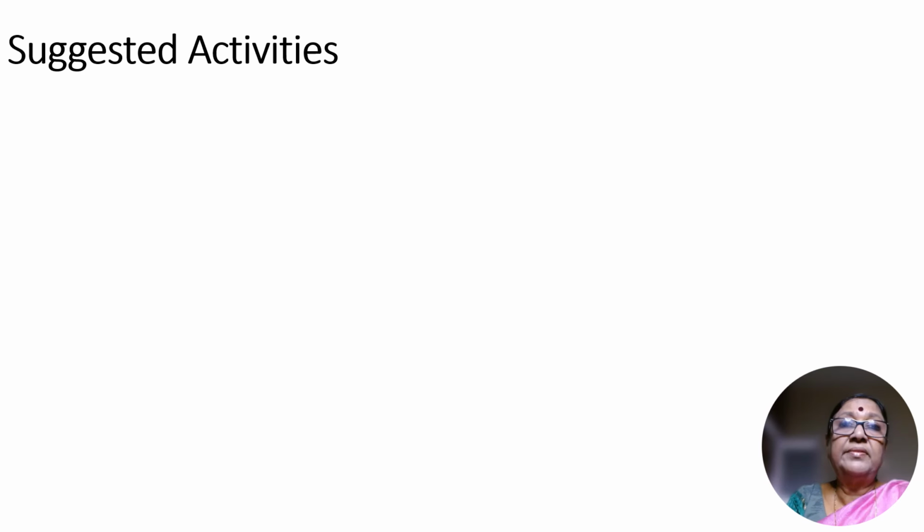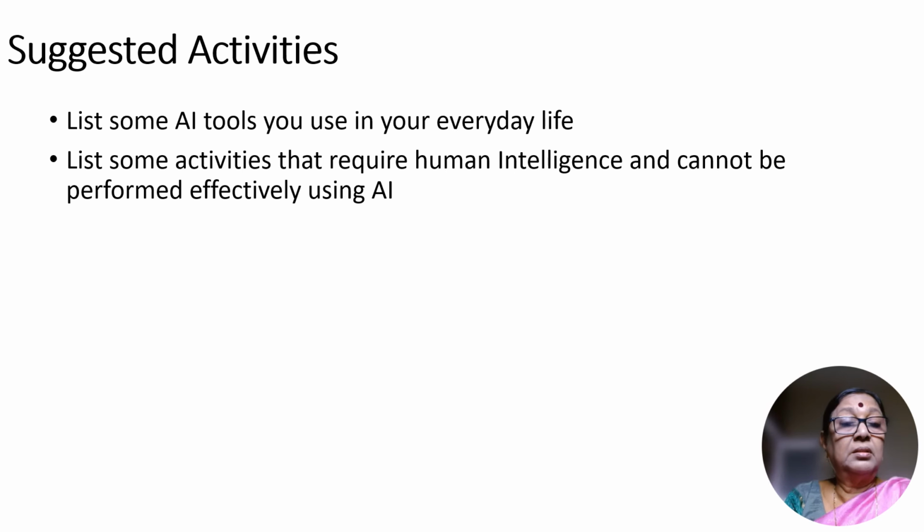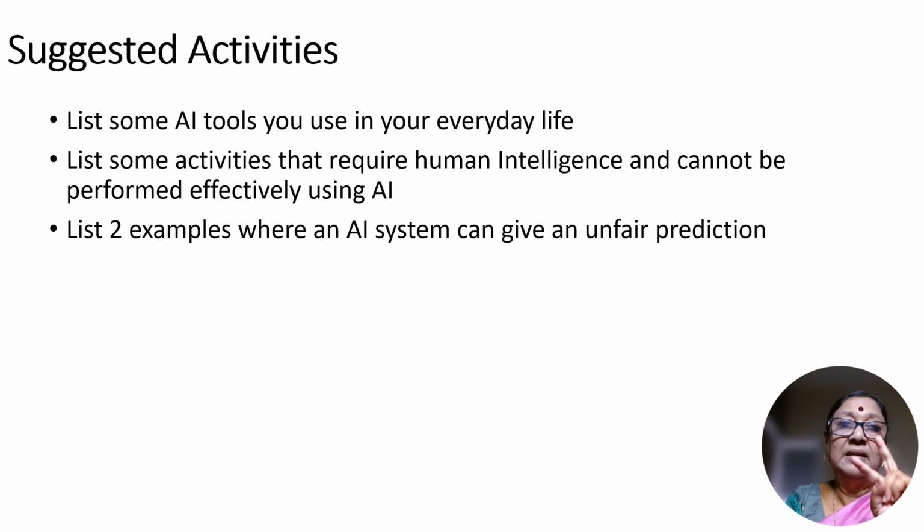And I'm also giving you a set of suggested activities, which in first videos I'm giving you. List some AI tools that you think you use in your everyday life. Please do not search on the net and all. Think and you tell. List. Then list some activities that cannot be done by AI. It requires human intelligence. Okay. And then you give 2 examples where you think AI systems, if it is operating instead of a human being, will give you unfair results. So these are 3 applications.